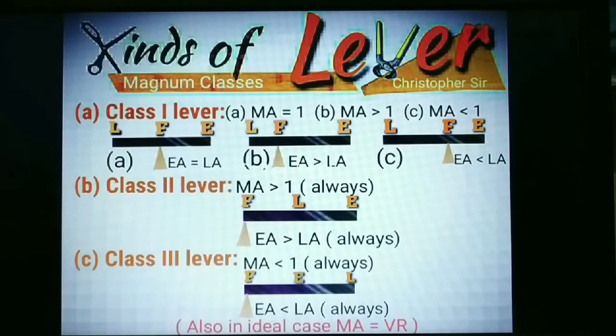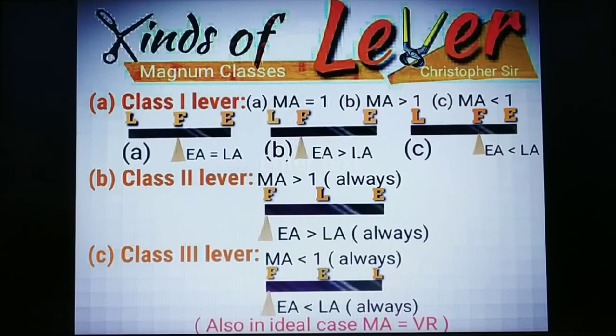Now we come to kinds of lever. There are three kinds: class 1 lever, class 2 lever and class 3 lever. Look at class 1 lever. In class 1 lever, the mechanical advantage can be equal to 1, can be greater than 1 or can be lesser than 1. The first case, when effort arm is equal to load arm, mechanical advantage is equal to 1.